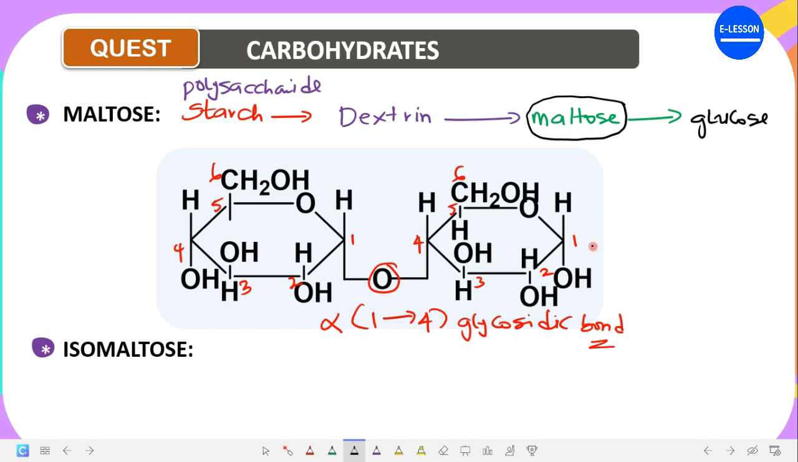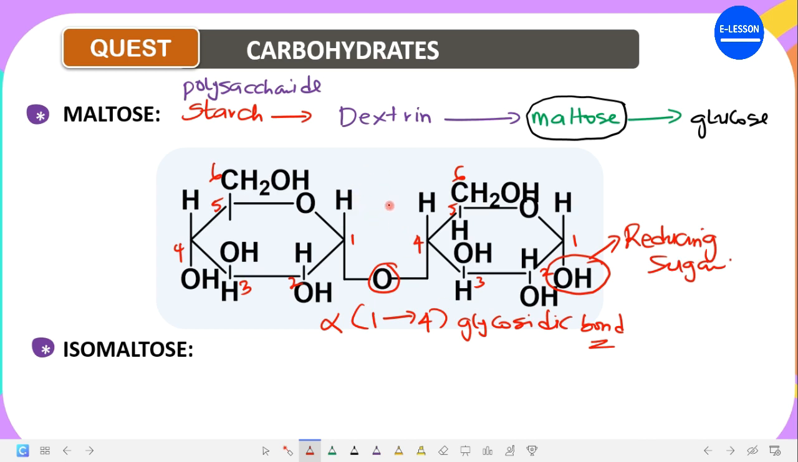Now, you know why maltose is reducing, right? We said for us to identify the ones that are reducing, look at the anomeric carbon. The OH present in the anomeric carbon, is it free? When we say is it free, it means is it available? Does it form any bond? For instance, this OH here is not available because it has formed a bond with what we have here. So this one now is available. That is what makes maltose a reducing sugar, because this OH at the anomeric carbon is available. Now the next thing is isomaltose.